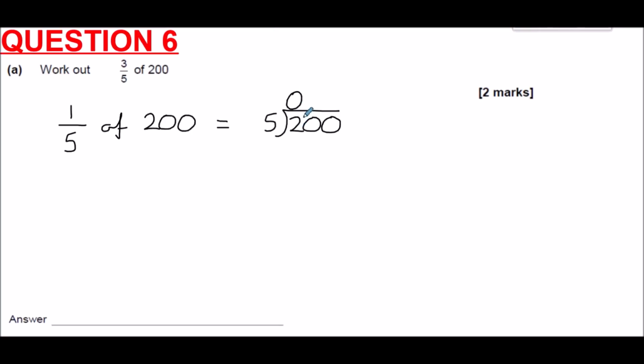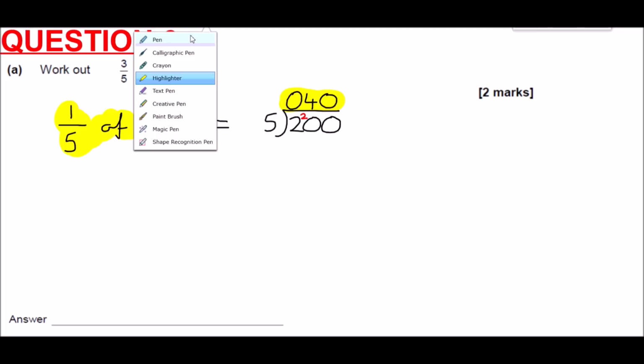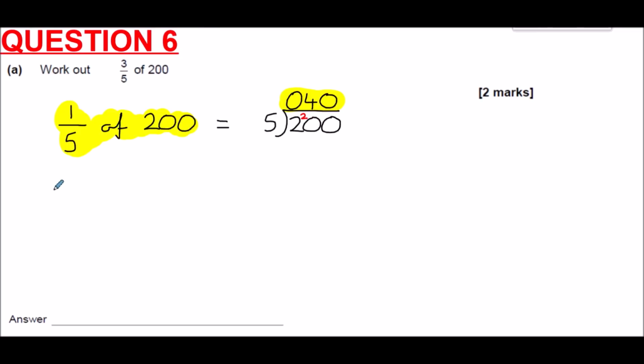And so we still have this 2 left over, which therefore is a remainder. Now 5s into 20 goes 4 times, and goes 4 times exactly with no remainder. And finally 5s into 0 is 0. And so, therefore, 1/5 of 200 is 40. But we don't want to work out what just 1/5 is, we want 3/5.